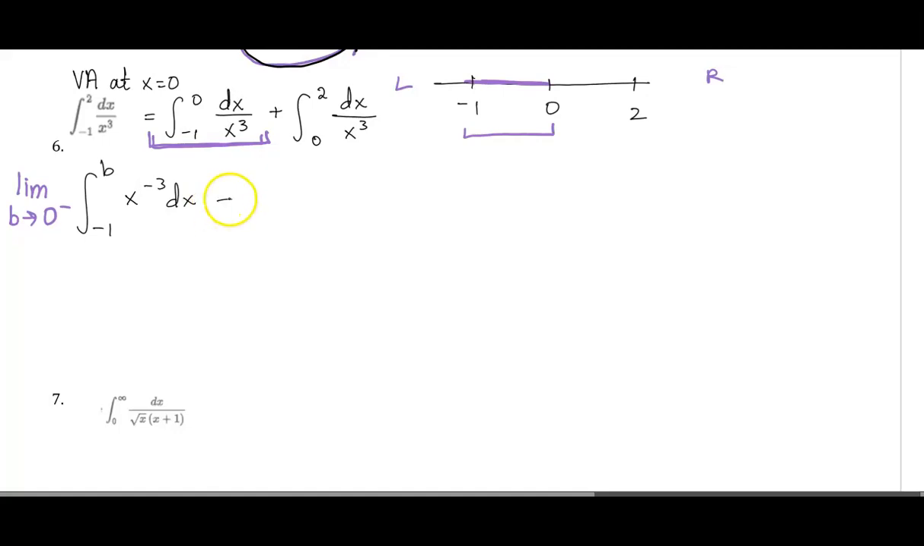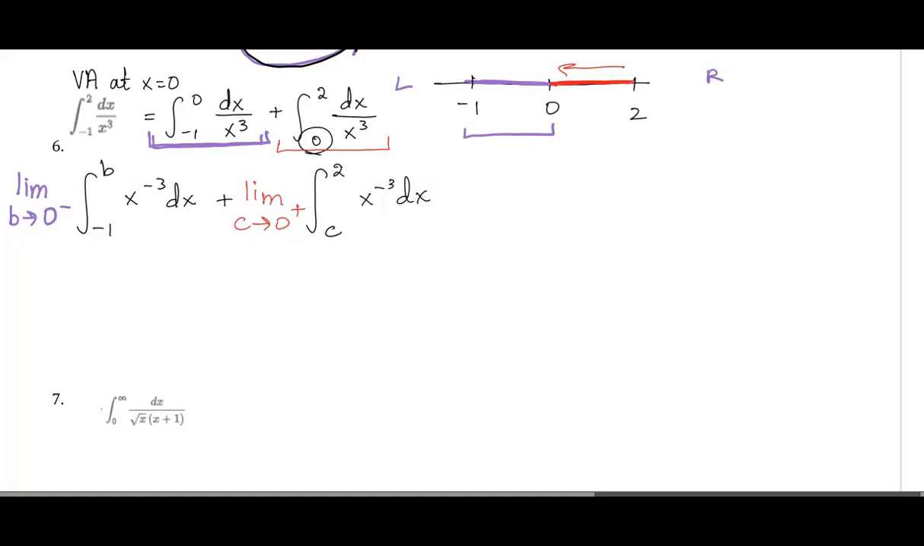And then in the second integral, I'm going to introduce a new limit. I'll call this the limit as c approaches 0. I'm working on the interval from 0 to 2. I can approach 0 from the right, so I'm going to let c approach 0 from the right. I'll replace the 0 in my limit with c. The 0 that's in the integral, this bottom limit of 0, I'll replace with c. Keep my upper limit of 2. And we're integrating x to the -3 dx.